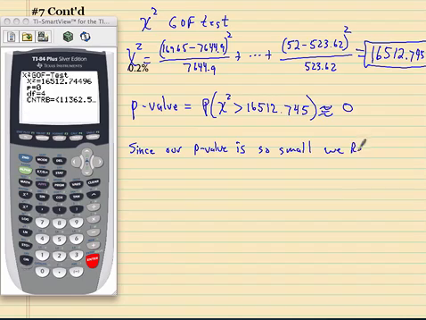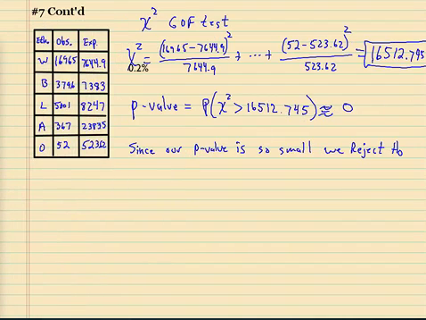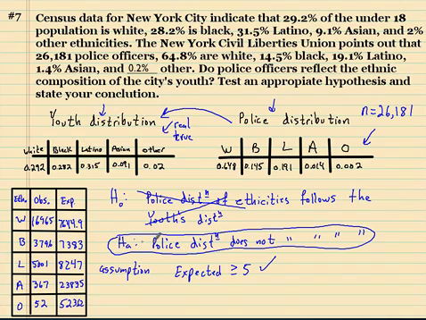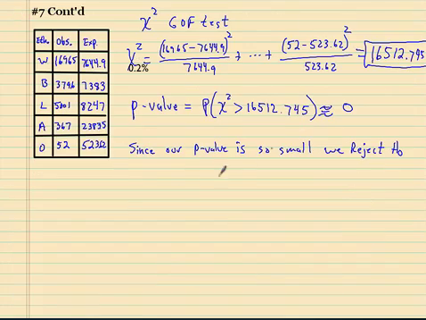we reject the null. So what does rejecting the null mean? Let me move my calculator out of the way. What does rejecting the null mean? This means that I'm rejecting this. Say a no to this, which means that I found evidence for this. Okay, so the police distribution does not follow the same percentages as the youth.